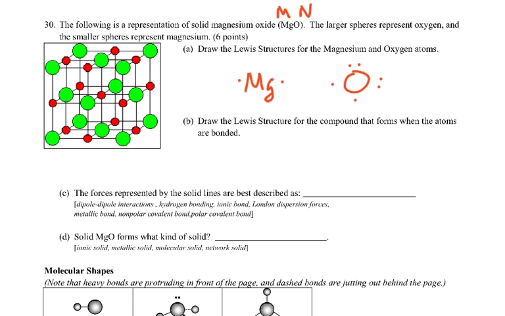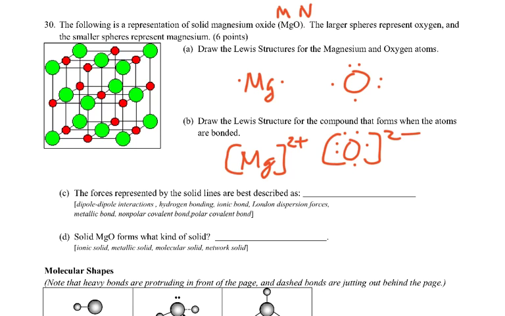Draw the Lewis structure for the compound that forms. This is ionic, so magnesium loses its 2 electrons, so brackets and charge, 2 plus. Oxygen gains 2 electrons, so brackets and charge, 2 minus. It had 6, and it gains 2, so now it has 8. And remember, those negative ions always have 8, and the positive ions always have 0. The force represented by the solid lines, those are ionic bonds. And in solid form, what kind of solid? That's an ionic solid. Pretty easy.